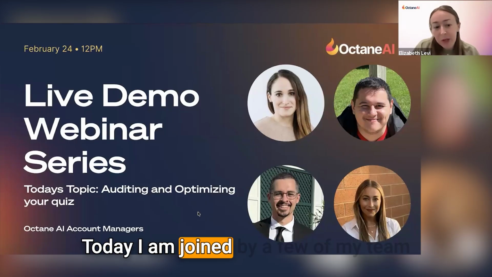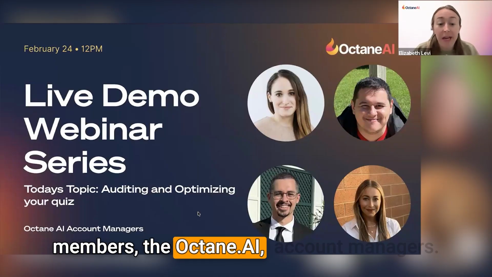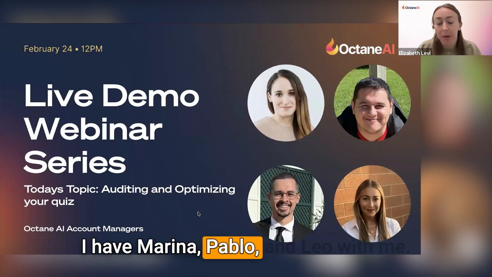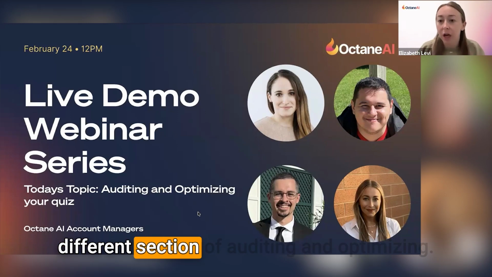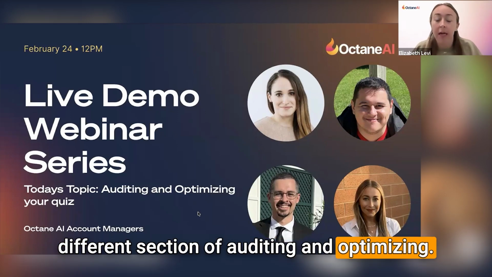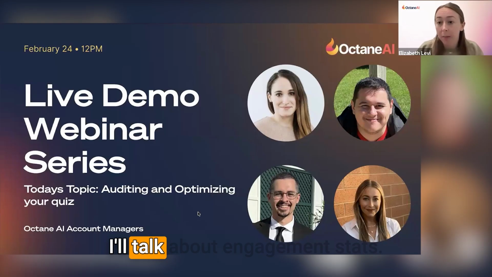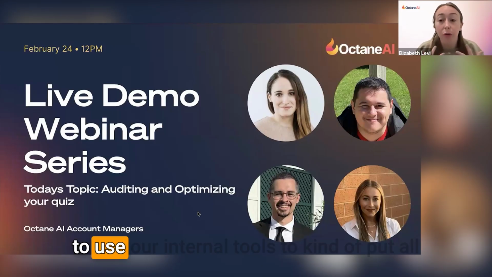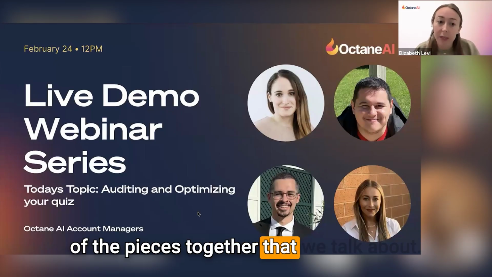Today I am joined by a few of my team members, the Octane AI account managers: Marina, Pablo, and Leo. We're each going to run through a different section of auditing and optimizing. You'll hear from Leo about quiz placement. I'll talk about engagement stats. Pablo is going to speak on results pages. And Marina is going to wrap it all up with how to use our internal tools to put all of the pieces together.